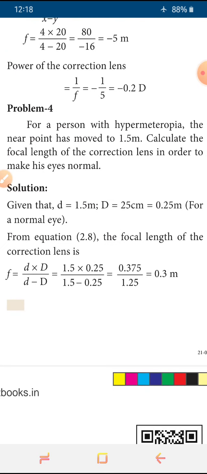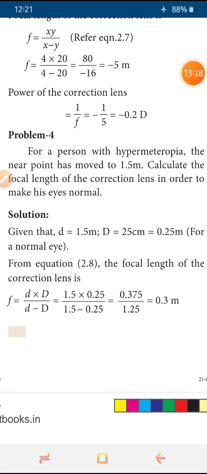Then the fourth one, for a person with hypermetropia, the near point has moved to 1.5 meter. They're asking to find out the focal length of the correction lens in order to make his eyes normal. So we have to find out the focal length. So what are the given terms? D is given, 1.5 meter.